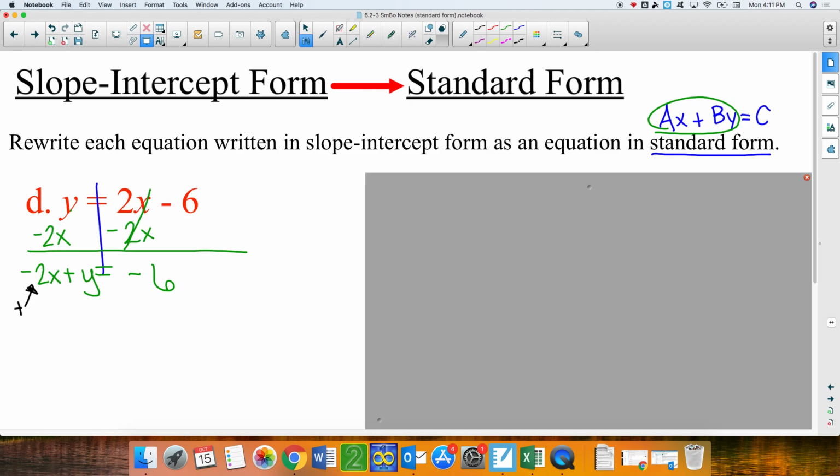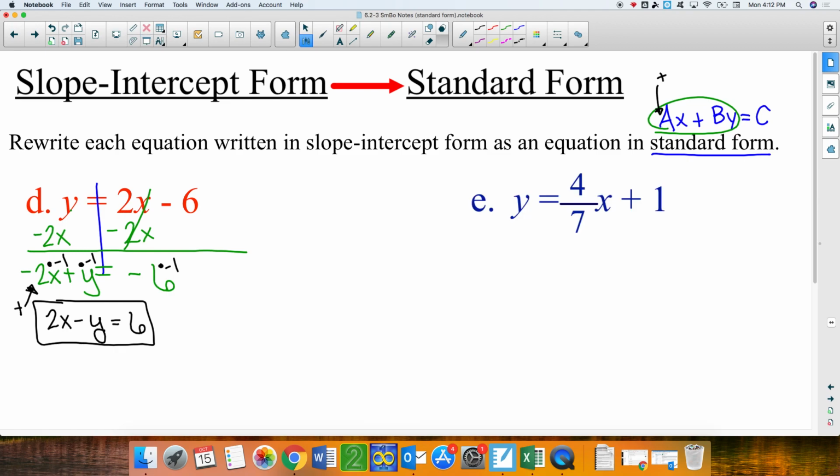So what we're going to do is multiply everything by a negative 1 to make that first number positive. And so that's going to become positive 2x minus y equals positive 6. All you have to do is change all your signs to get your first number to become positive. So standard form is the form where we want everything to look good. We want no fractions, but we also want our first number to be positive.